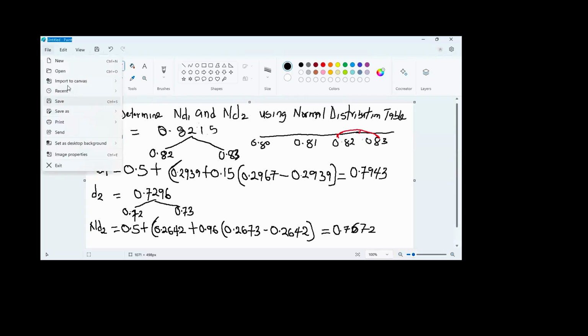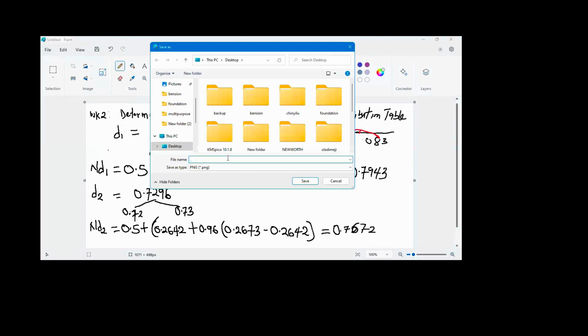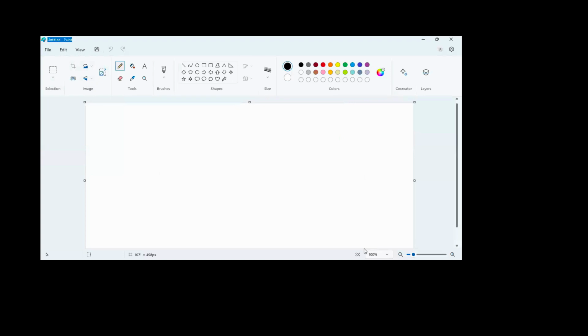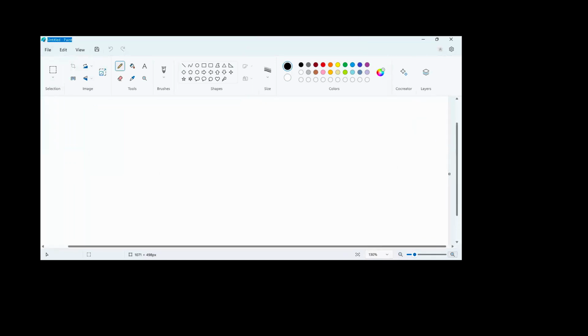So that we can open a fresh working note, working 2. Our ND1 we got 0.7943, and ND2 0.7672. We open a fresh one. Let me expand this more so I can accommodate more. Okay, I've expanded this a bit.